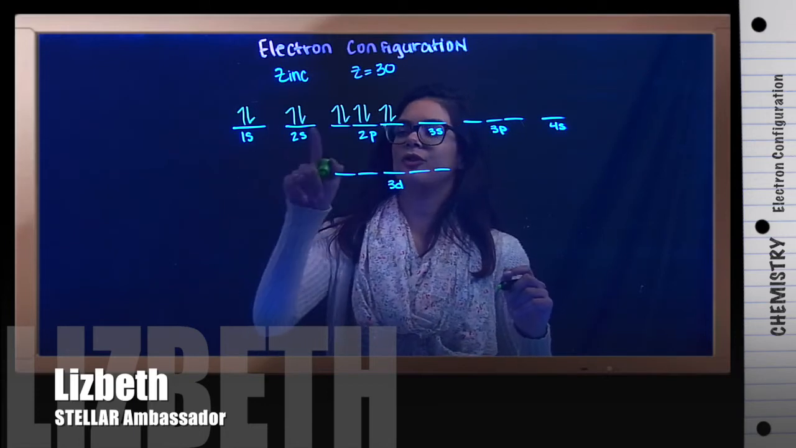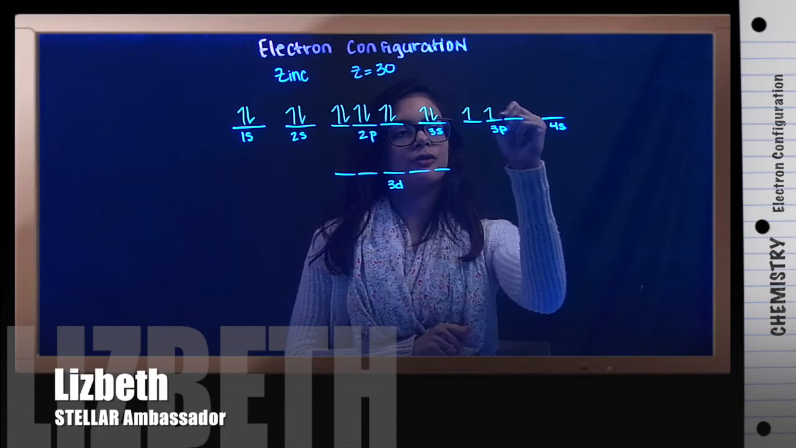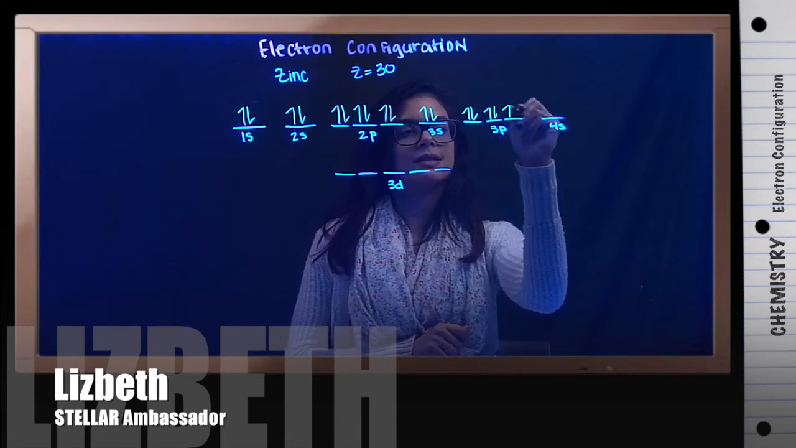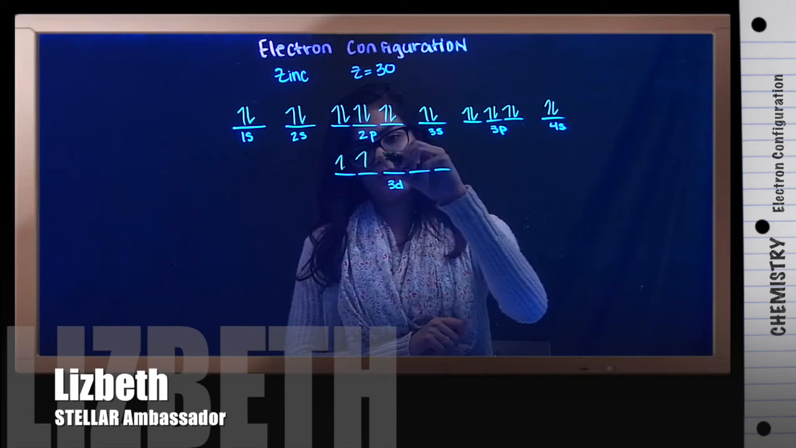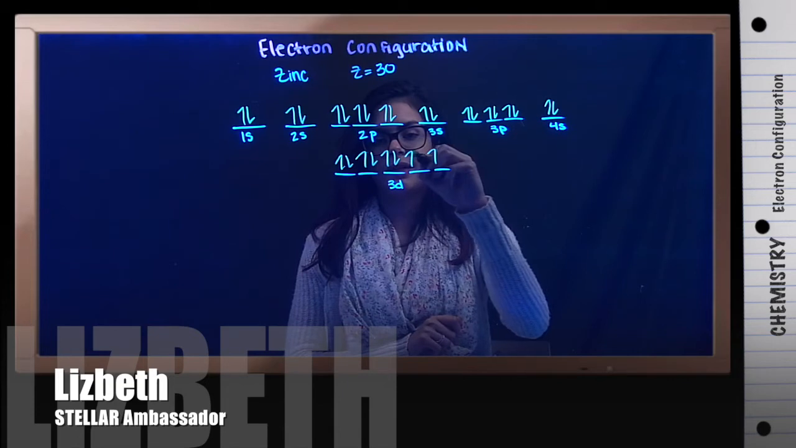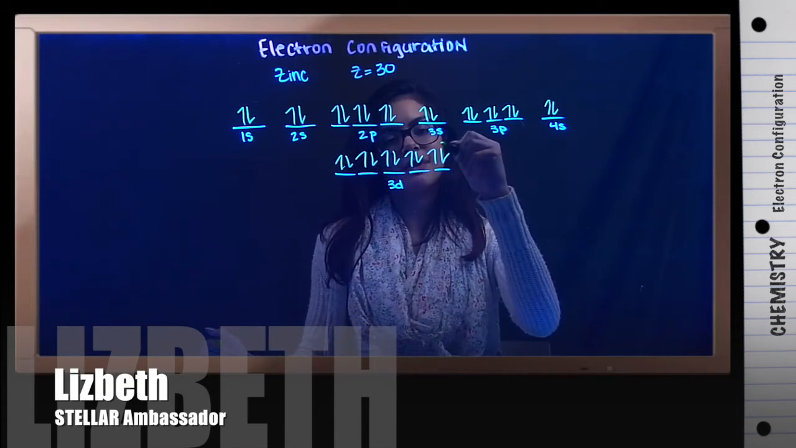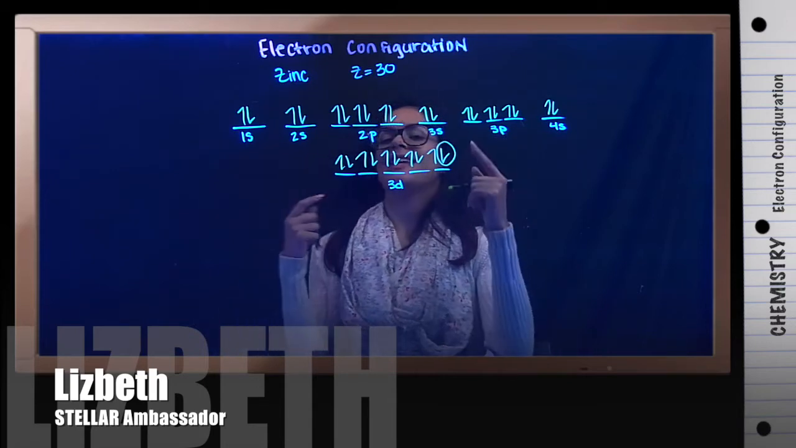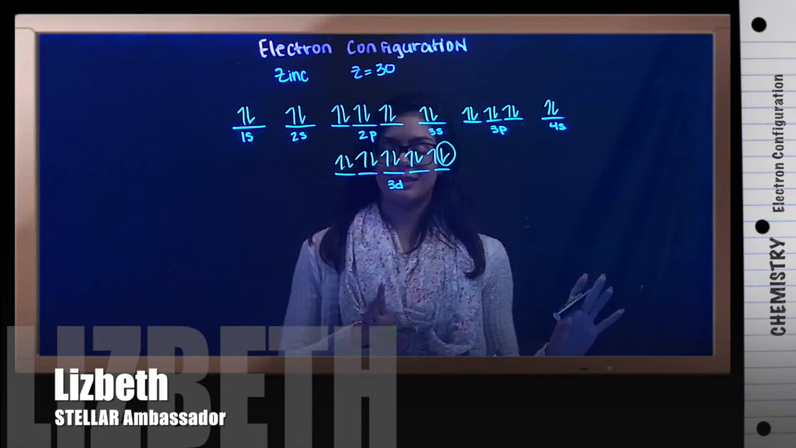So here I have 2, 4, 6, 8, 10, 11, 12, 13, 14, 15, 16, 17, 18, 19, 20, 21, 22, 23, 24, 25, 26, 27, 28, 29, 30. And that's where I end, right? So that's my 30th electron. I circled it because this little guy right here is actually going to help us find the quantum numbers.